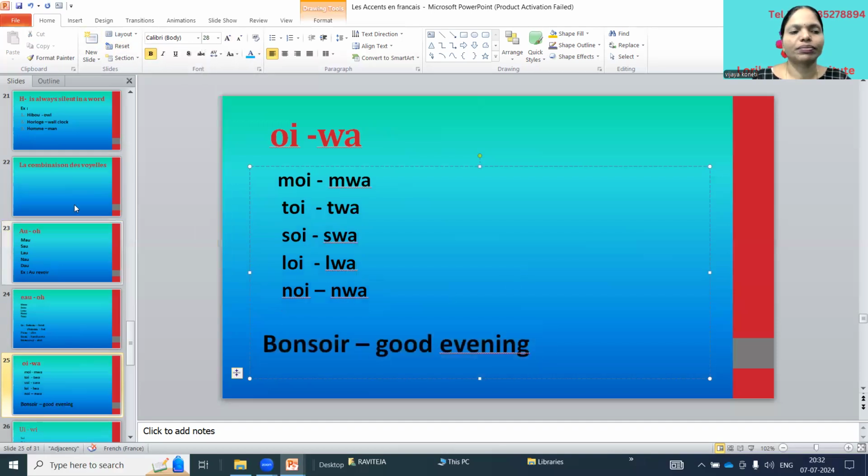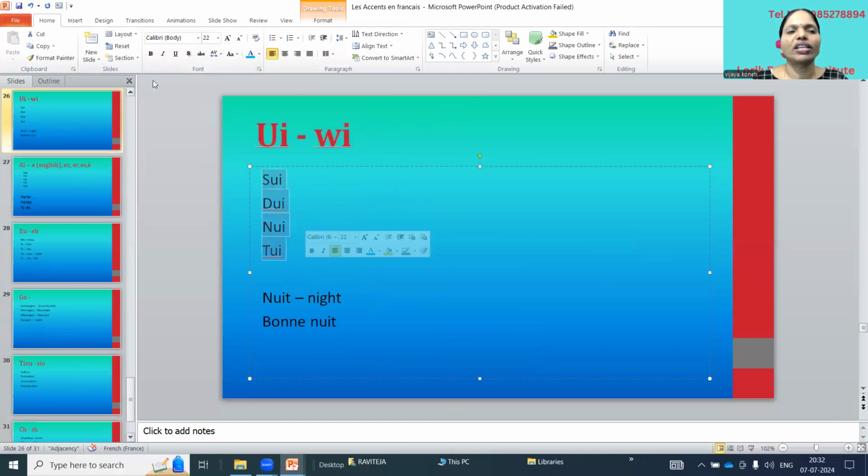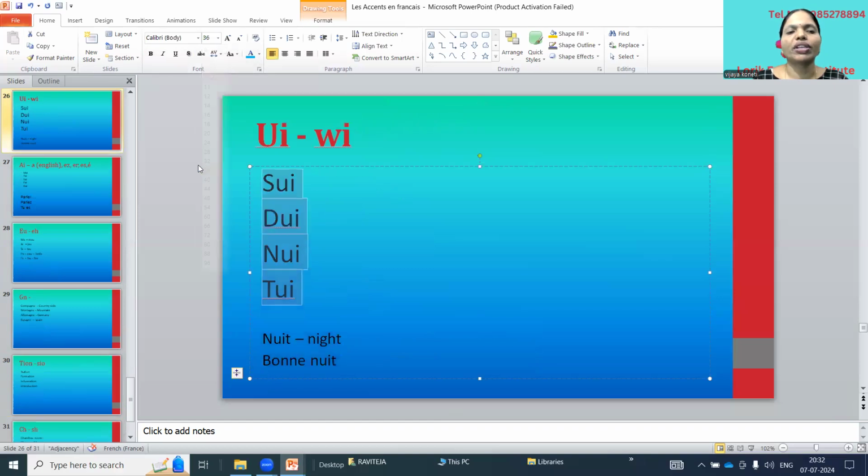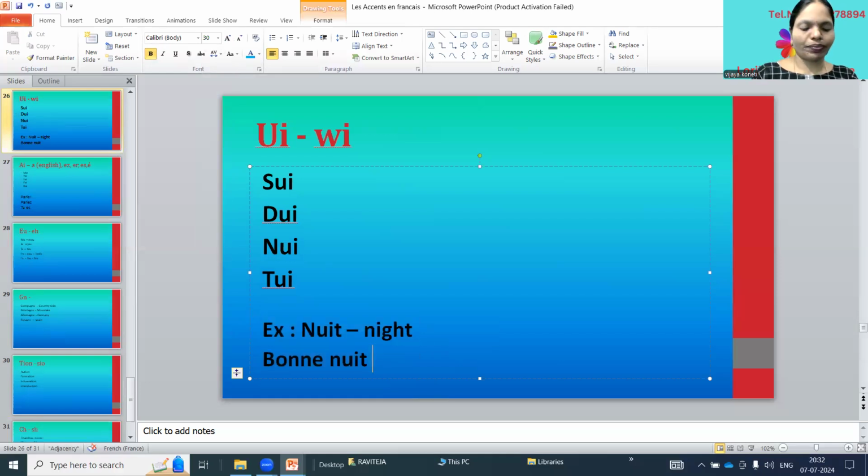And the next one is UI. The UI sound is always the wee sound. See, SUI. D-UI. N-UI. T-UI. So example, see, nuit. Nuit is night. See, bonne nuit. So good night. From this word only, it came. And for example, see, je suis. Je suis is I am. And one more word, aujourd'hui. Aujourd'hui, today.